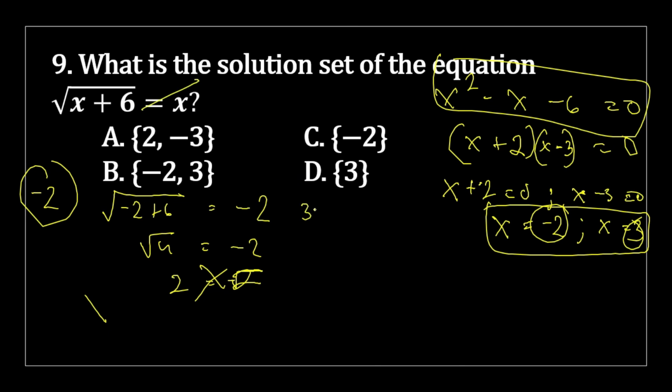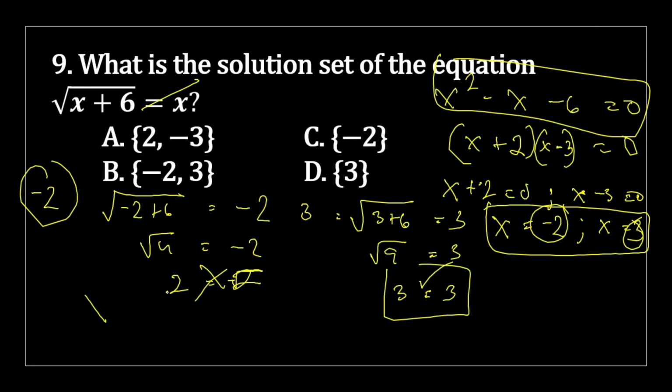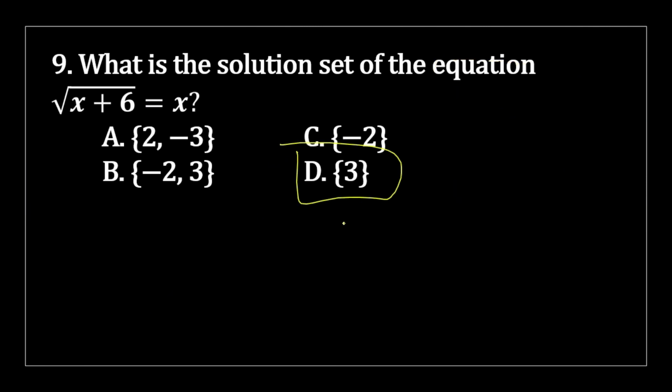Now let's try 3. So we have root of 3 plus 6 is equal to 3. 3 plus 6 is root 9 equals 3. Root 9 is 3, equals 3. So 3 is correct. So therefore, our answer is letter B.